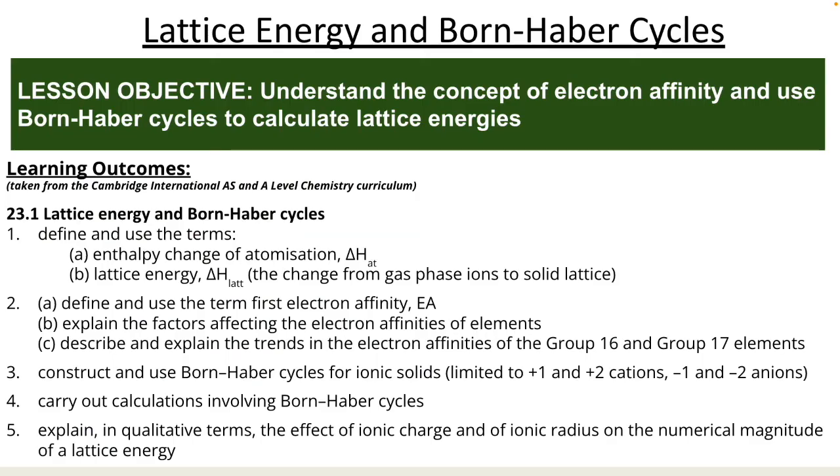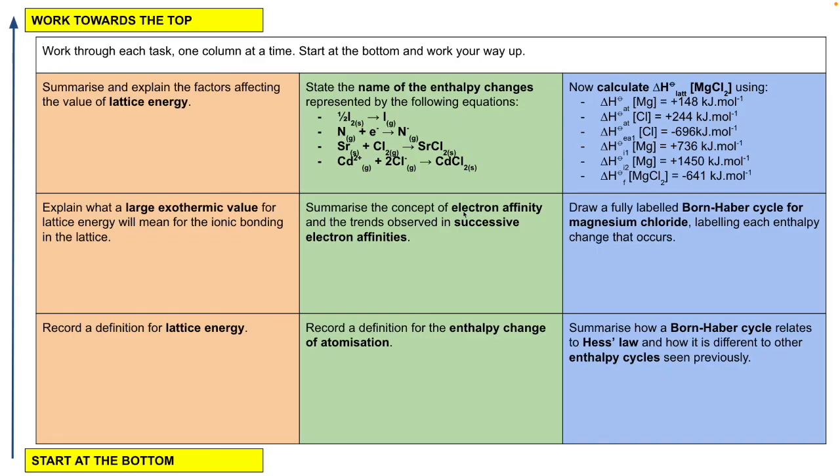And with that, we finished our first lesson in the second part of chemical energetics, looking at lattice energy and Born-Haber cycles. What have we done? We defined and used the terms enthalpy change of atomization and lattice energy as the change from gas phase ions to the solid lattice. We've defined and used the term first electron affinity, explained the factors affecting the electron affinities of elements, described and explained the trends in electron affinities of the group 16 and group 17 elements. We constructed and used Born-Haber cycles for ionic solids. We carried out calculations with these cycles, and we explained in qualitative terms the effect of ionic charge and of ionic radius on the numerical magnitude of a lattice energy.